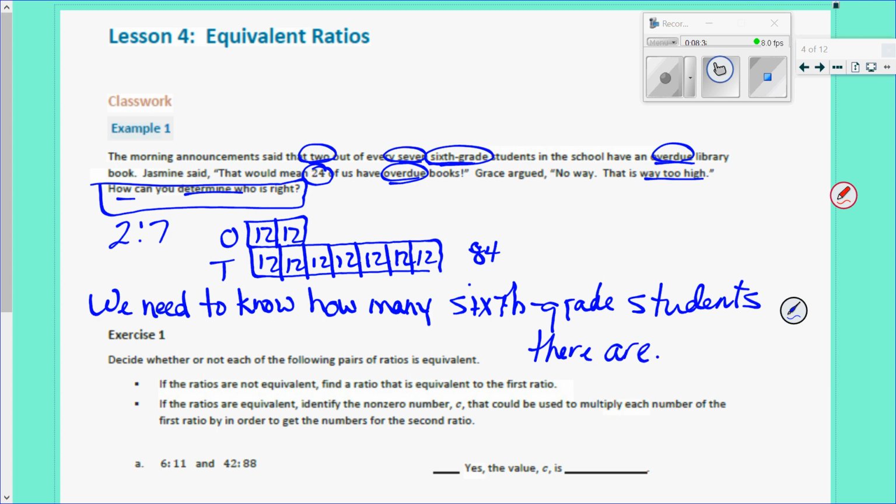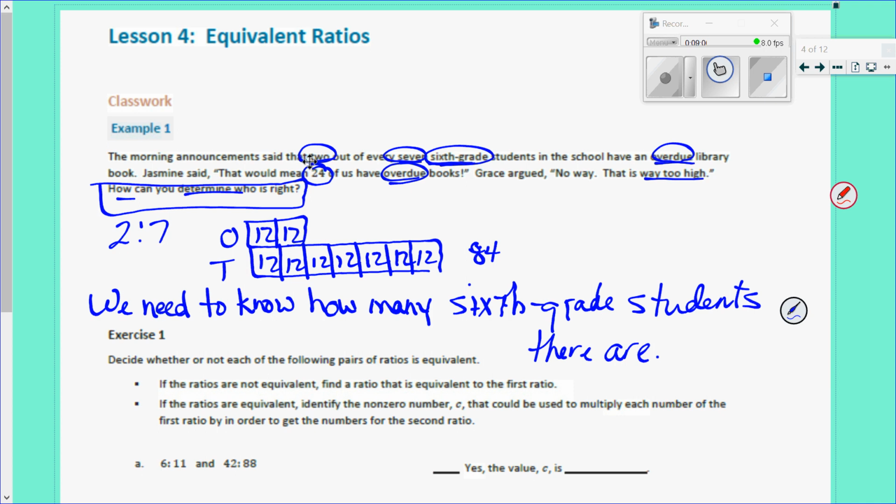Guys, do you understand that now? You see that that was our missing piece to understand who's right? If there are 84 total students, Jasmine was right. If there are less than 84 students, Grace is right. But we can't know who's right until we know how many actual students there are. Make sense?